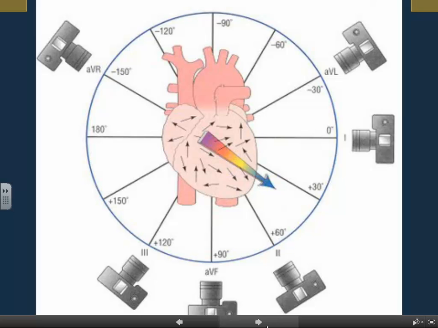The average direction, the cumulative direction of all electrical activity in the heart, is called what? The average direction that all electrical activity is going is called the axis, the electrical axis of the heart. All right? The axis of the heart is normally going from the SA node to the ventricle, right?